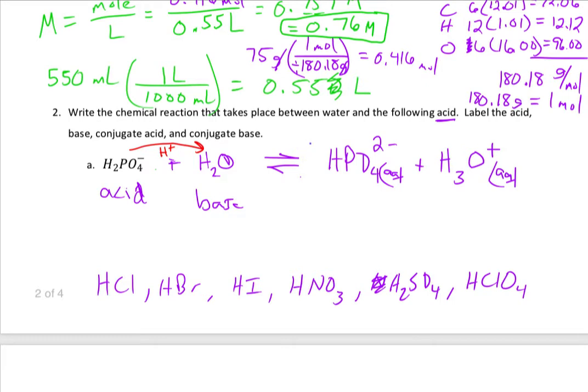Okay, finishing up this particular question, we also want to label the conjugate acid and the conjugate base. Well, the way this works is that once the acid gets rid of that proton, then it turns into something we refer to as a conjugate base. And then once the base receives or accepts the proton, it turns into what we call the conjugate acid.